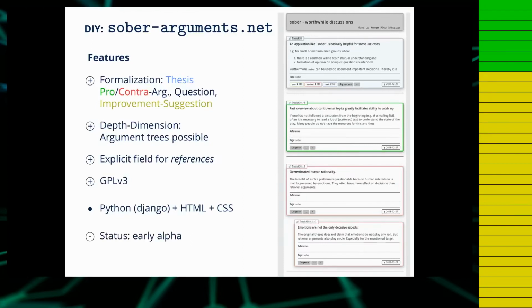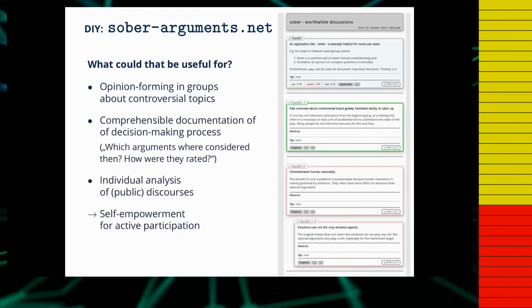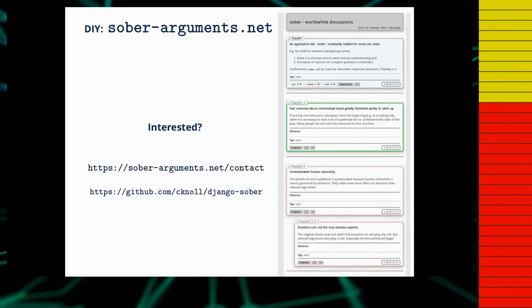The main drawback is that it's in early alpha stage and that I'm not a really good web developer and even worse designer, so you can see it's kind of ugly, but the aim is just to develop a proof of concept. So why could this be useful? It could help small groups in opinion forming, and it could help individuals to get an overview of discussions. And if you're interested, you can visit either the GitHub page or the URL of the project. Thank you.